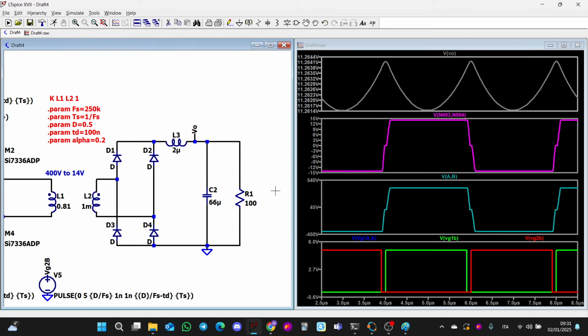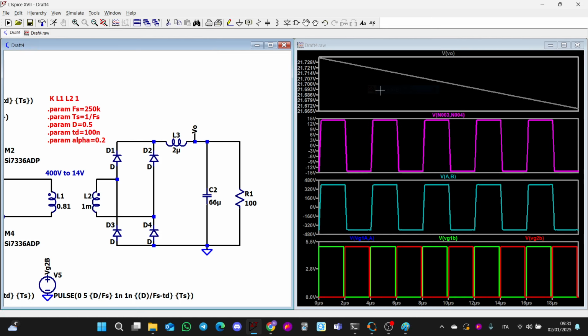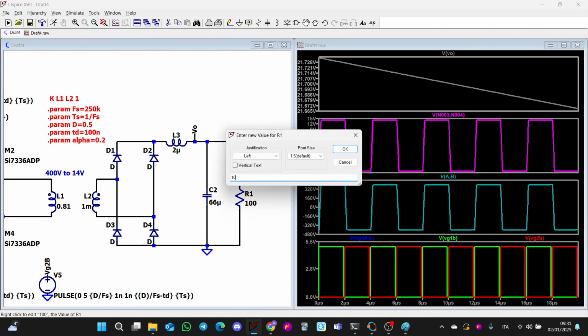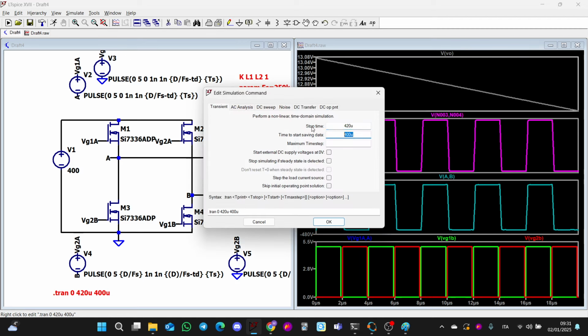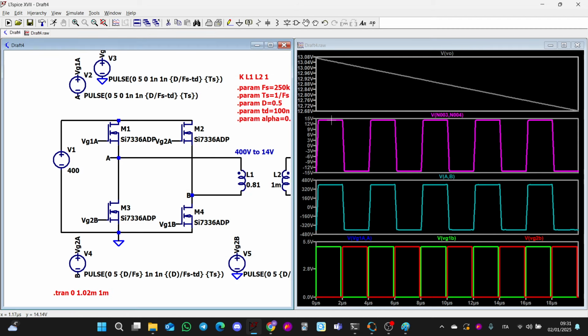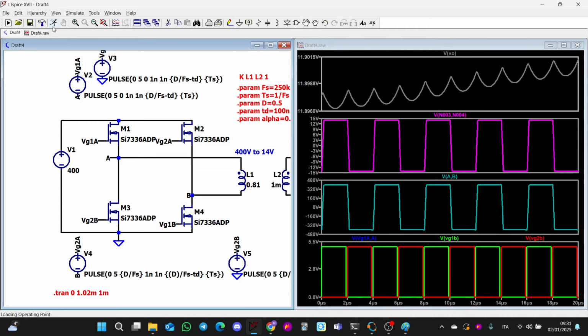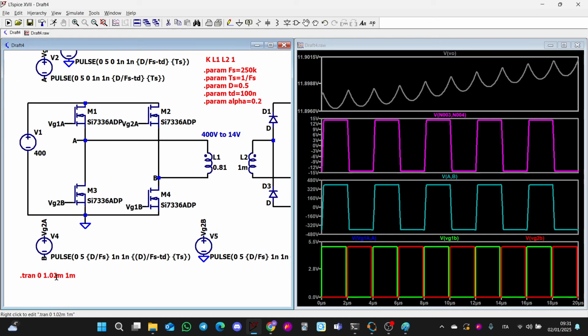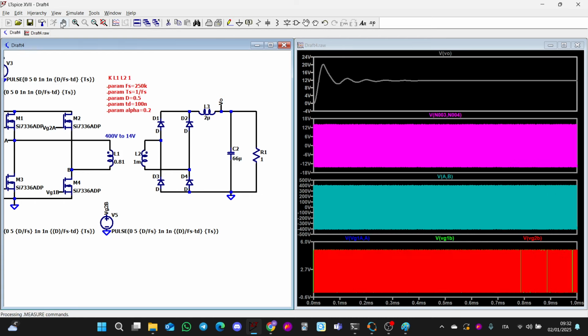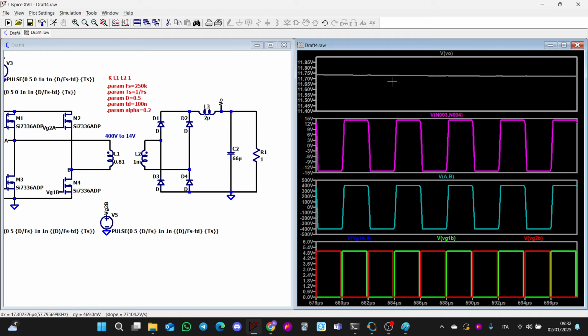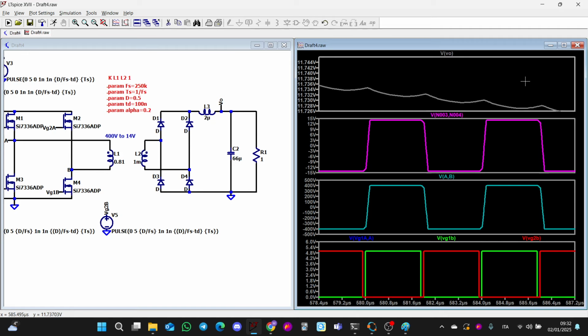If I reduce the load, so let's put 100, we should have 14 volts. We still are in the transient. Let me check. Let me put 1 milli and 1.02 milli. Let me put 0 and 1 milli. Let me put a higher load. So we have the drop of the diodes. Of course, we have it.